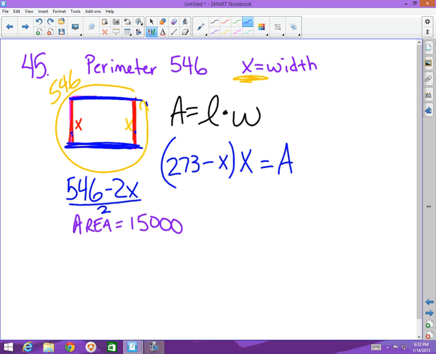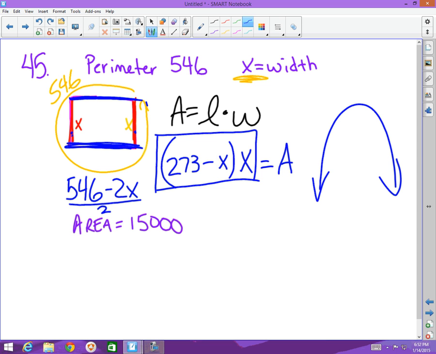It says use a graphing utility to graph the area function. So then all you do is take your graphing calculator out and put this into your calculator, and this is going to be some parabola that goes like that. Now the question says on there, what's the domain? Means what possibilities can you have for x? Here's where you got to use some common sense.